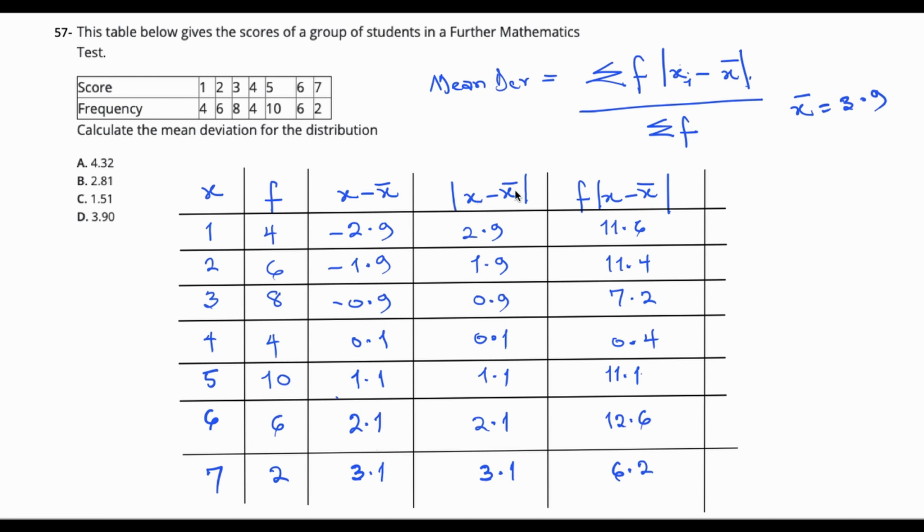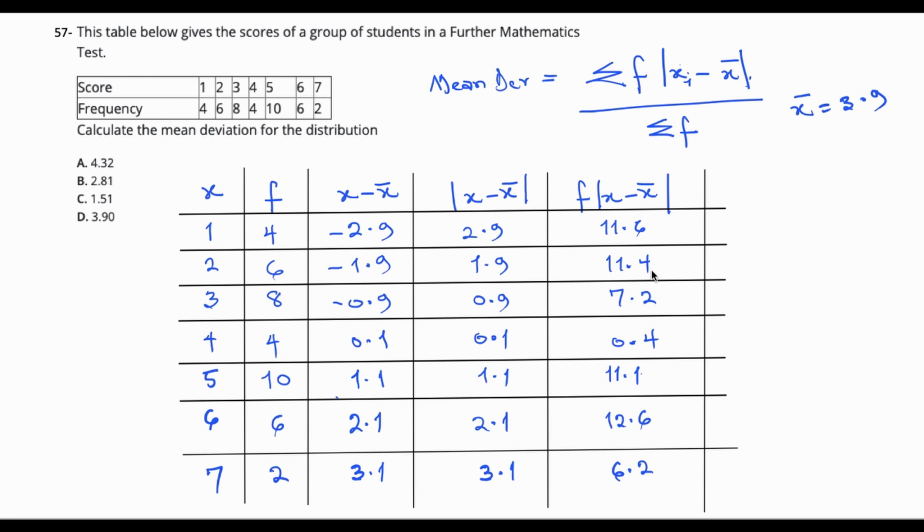So this here is simply the modulus of the preceding column. So whatever number we have here, we ignore the negative sign and just take the absolute value of that number. So minus 2.9 becomes 2.9, minus 1.9 becomes 1.9, and so on. Now, this here is simply the preceding column multiplied by the frequency. So 2.9 multiplied by 4 gives us 11.6. 1.9 multiplied by 6 gives us 11.4, and so on.